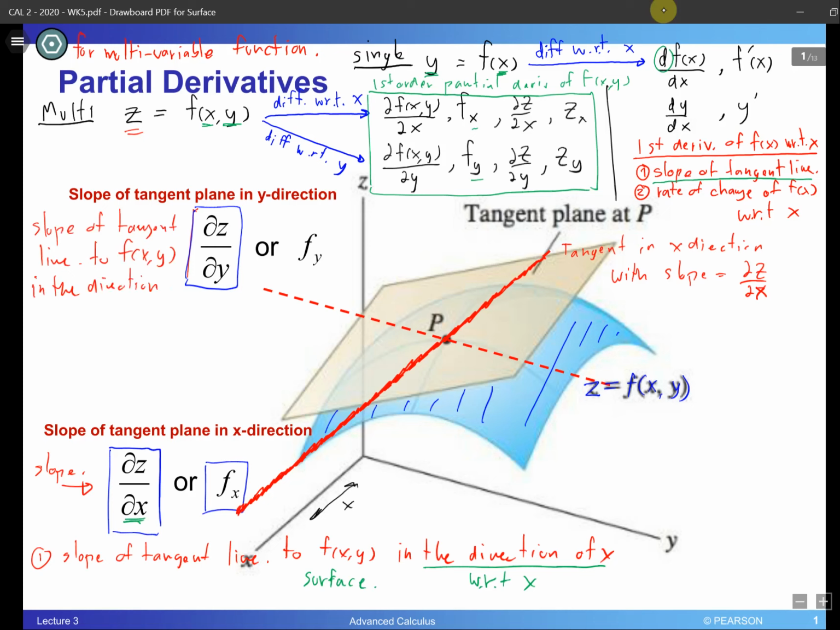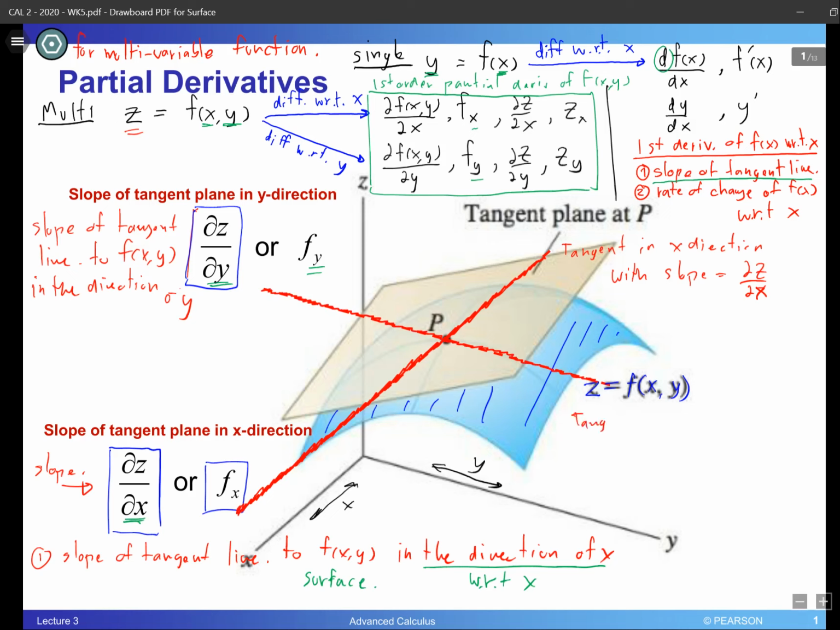And in the direction of y right here. The reason for that is because we differentiate this function with respect to y right here. So the direction of y, we are looking at this direction along the y-axis. The tangent line to this surface is going to be this red line, this new one, which is parallel to the y-axis. And what you see right here is the tangent line in y direction.